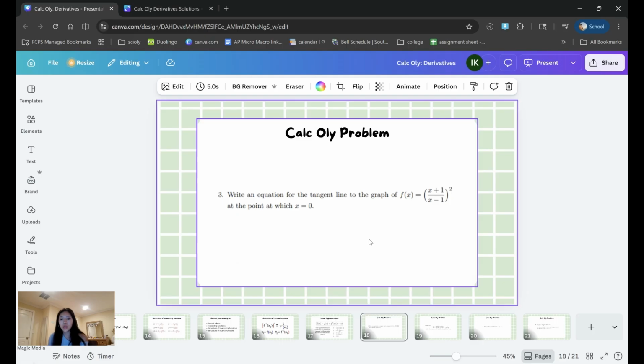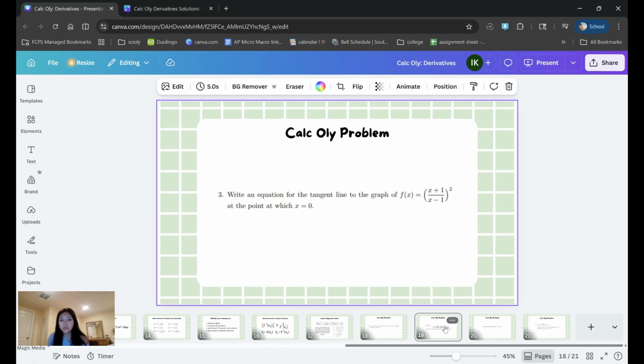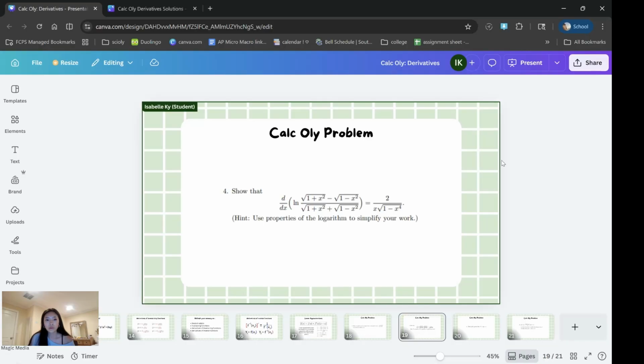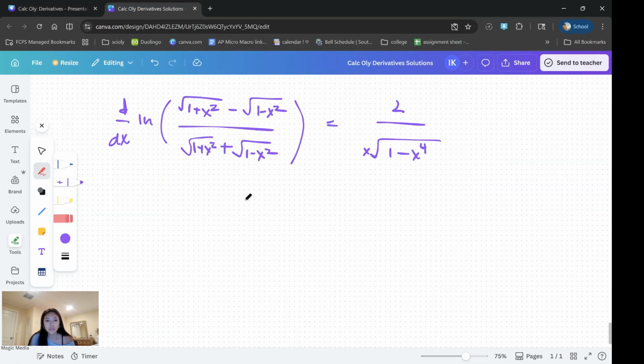Okay, so now we're going to move on to the next question. For this question, we want to show that the derivative of this function right here is equal to 2 over x times the square root of 1 minus x to the 4th. The first thing we know is that the derivative of ln of x is 1 over x, right?